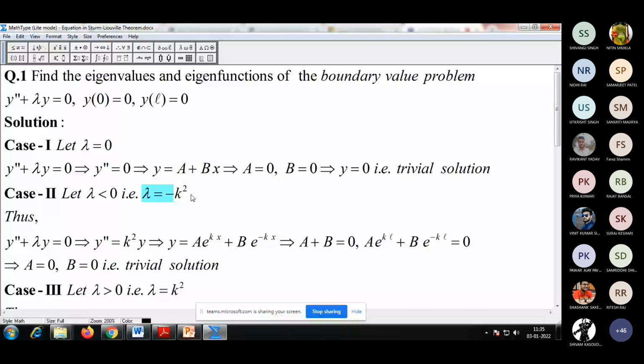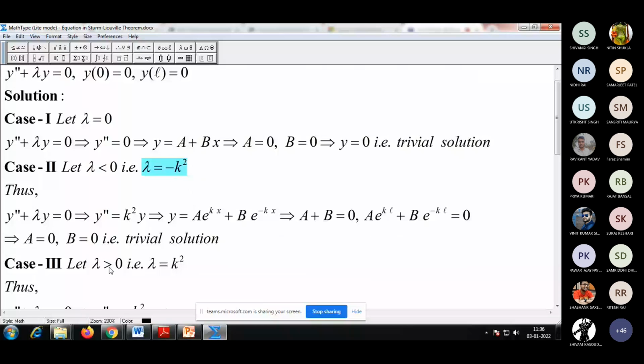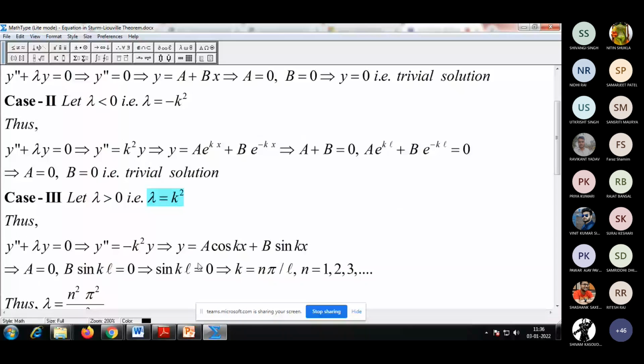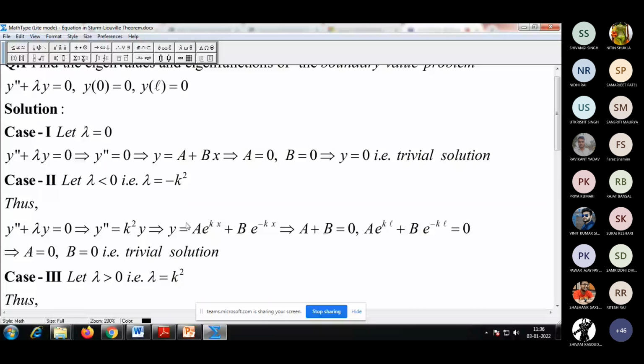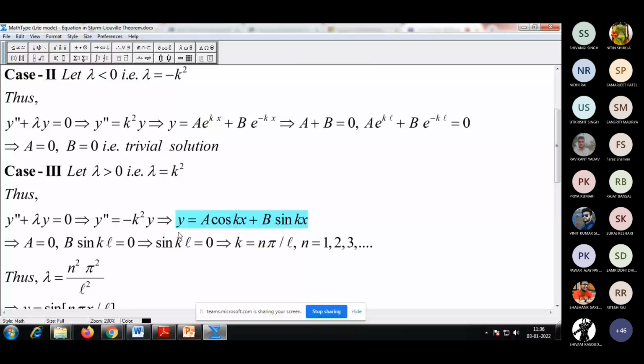Now, third case, when lambda is greater than 0, then lambda equal to k square. So in this case, we get y equal to a cos kx plus b sin kx as the solution. Now, again, we are going to find the values of the arbitrary constants with the help of the boundary conditions, that is x equal to 0 and x equal to l. At x equal to 0, y is 0, so a cos 0 plus b sin 0, and sin 0 is 0, so it means a will be 0.